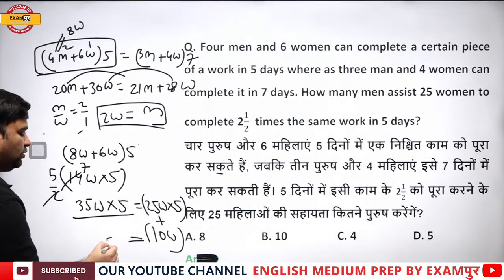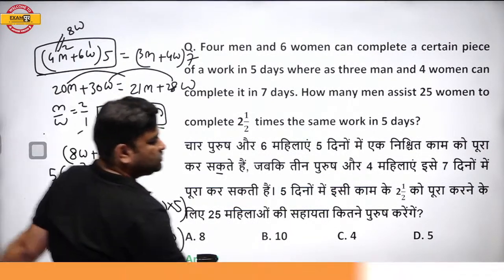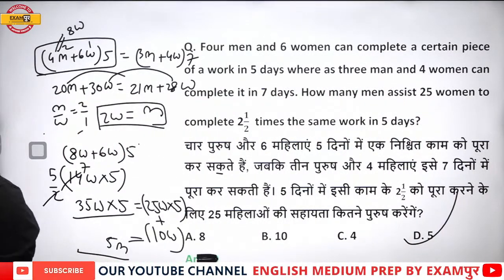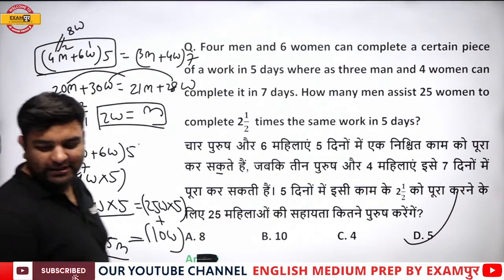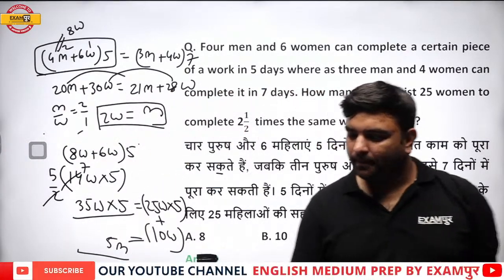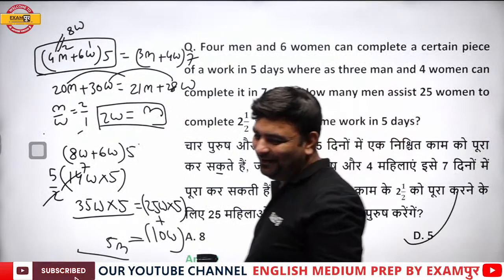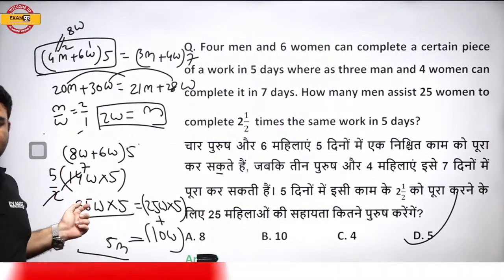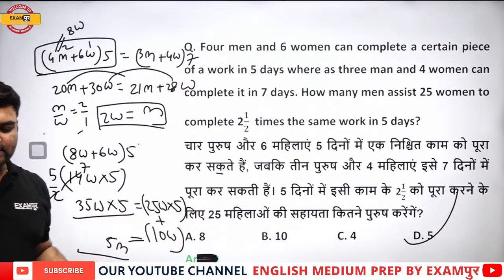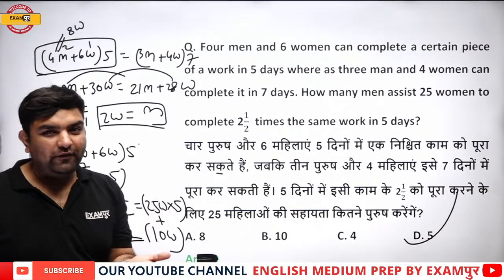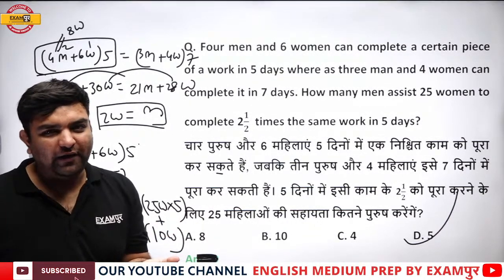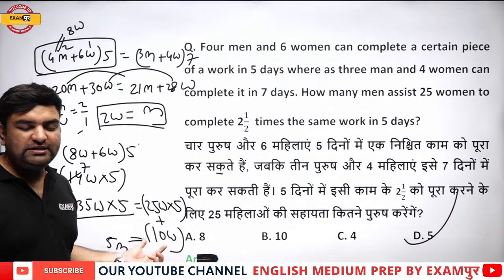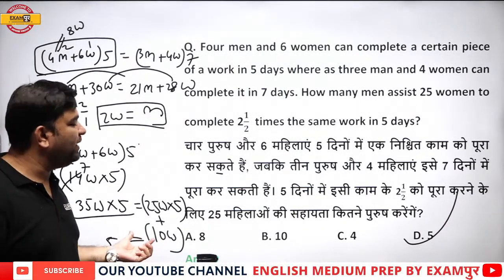And 10 women is equal to 5 men. Interesting solution. What did I just do? When you will do 5 by 2 of this work, 35 women can complete the work in 5 days. You have only 25 for 5 days. So, 10 women extra needed. And 10 women is equal to 5 men.